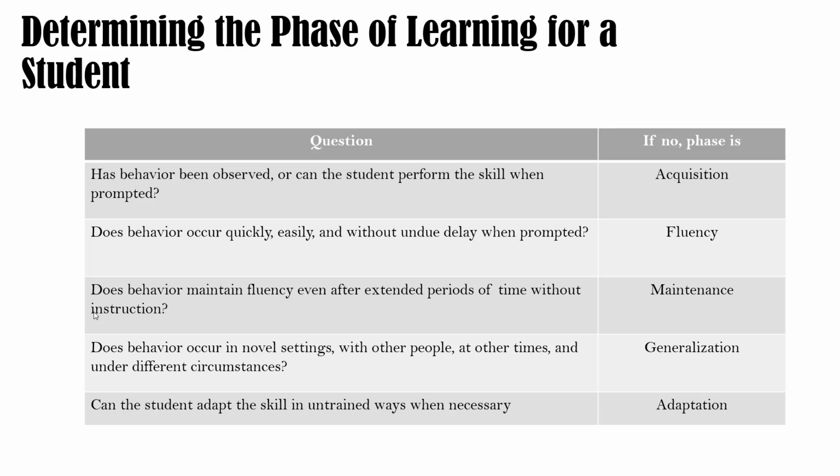Does the behavior occur in novel settings with other people at different times and under different circumstances? So does the kid answer what's 2 times 2 when his parents ask him? Or if you don't actually have the numbers 2 times 2, if he has dots and he sees 2 dots times 2 dots, and it just looks a little different, did it generalize to other stimuli? And then can the student adapt the skill in untrained ways when necessary? That's the adaptation. So you can go through each of these questions and figure out what phase your learner is in.